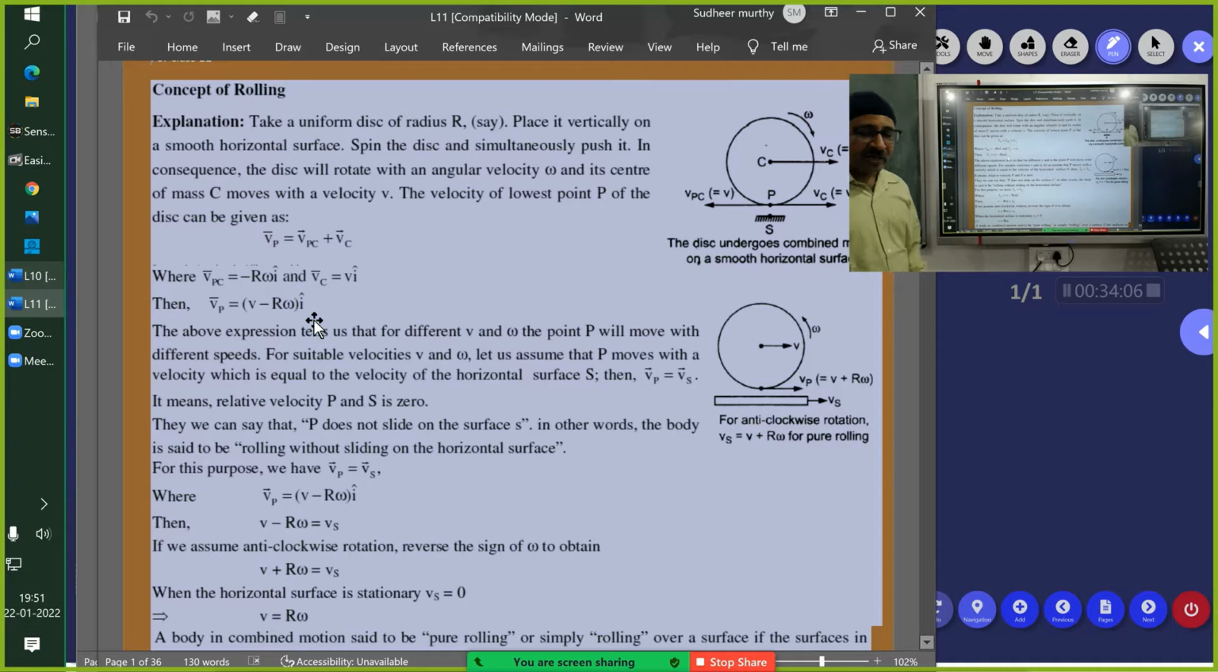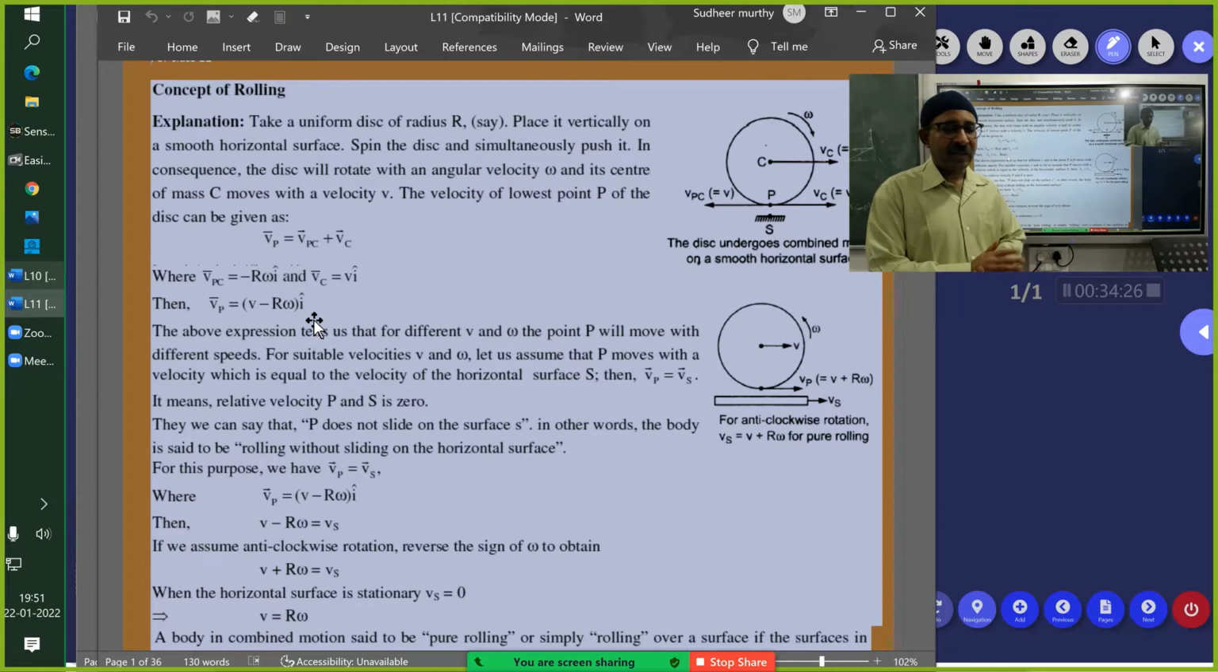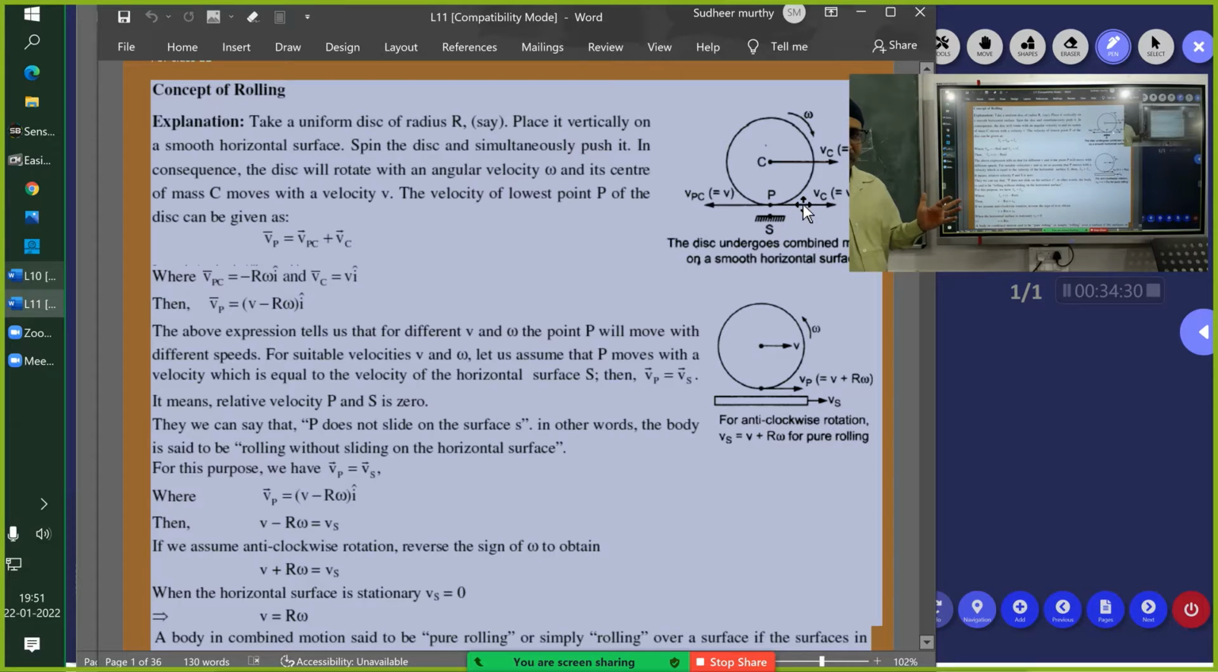My dear friends, why I am doing this, I'll tell you. Because so far we have said rolling without slipping, provided the surface was at rest. Now, supposing the surface is also moving, then what are the conditions? To handle these situations, I am starting this theory like this. So, we get this general equation: Vp bar is equal to V minus R omega.